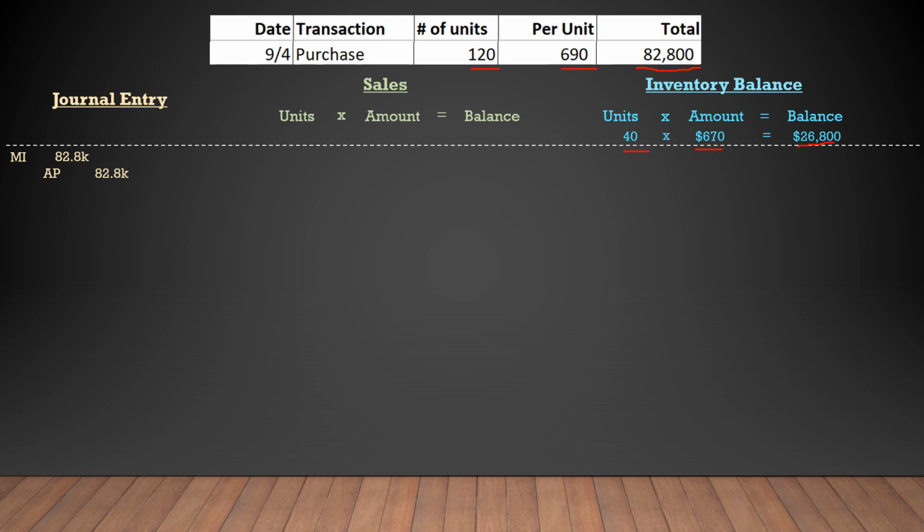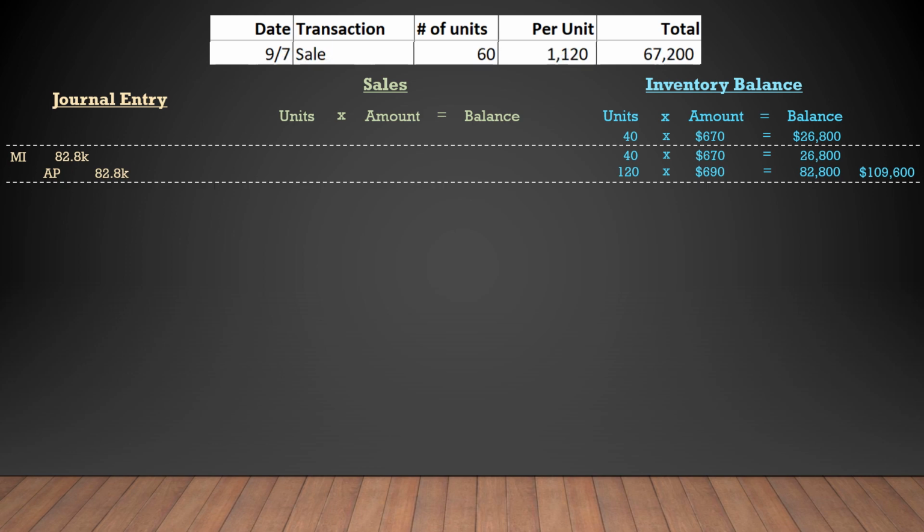I like to think of merchandise inventory as layers. First, we have our layer of beginning inventory, and we add a new layer for the 120 units purchased at $690 per unit. On September 7th, we make a sale.